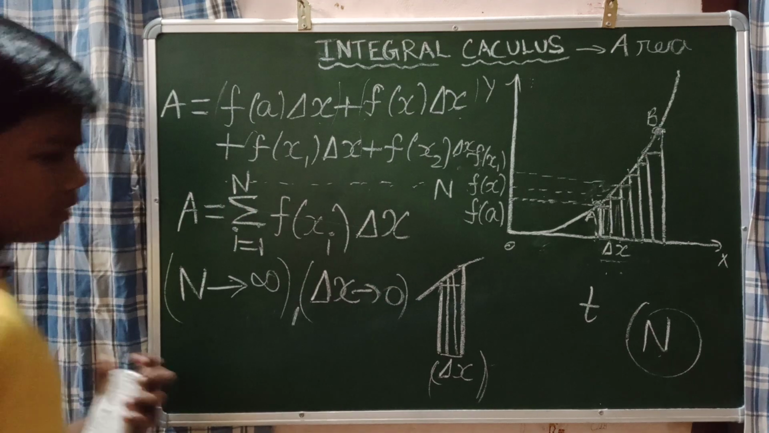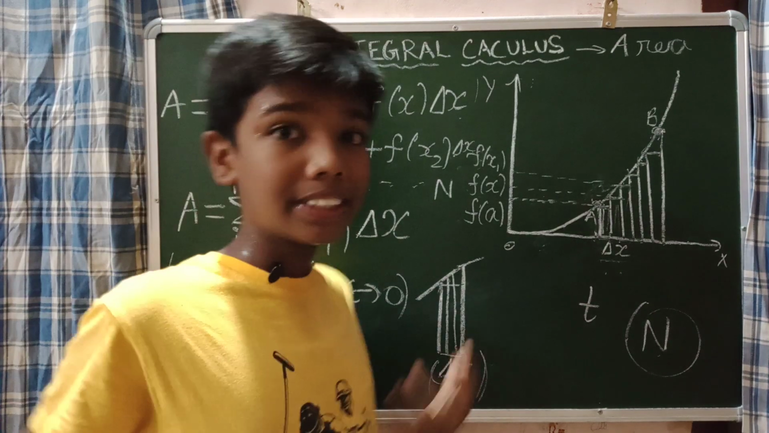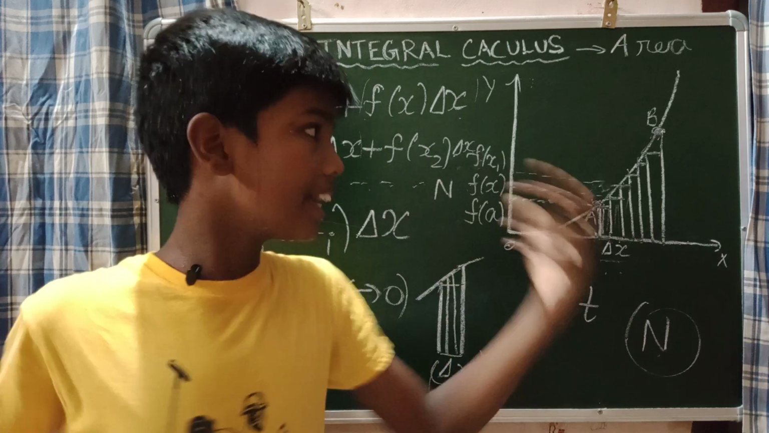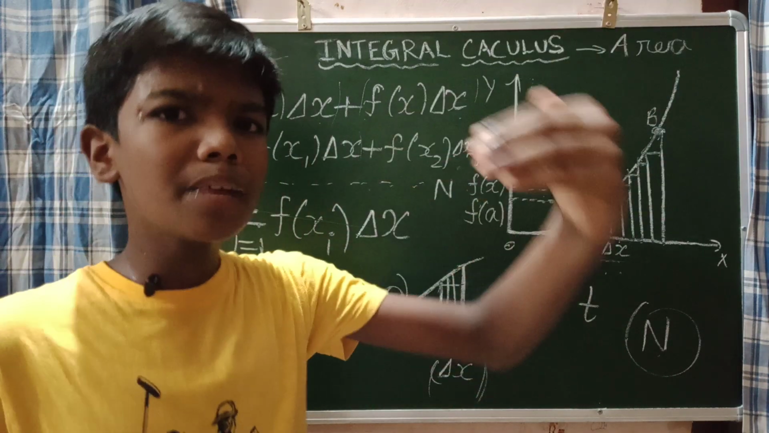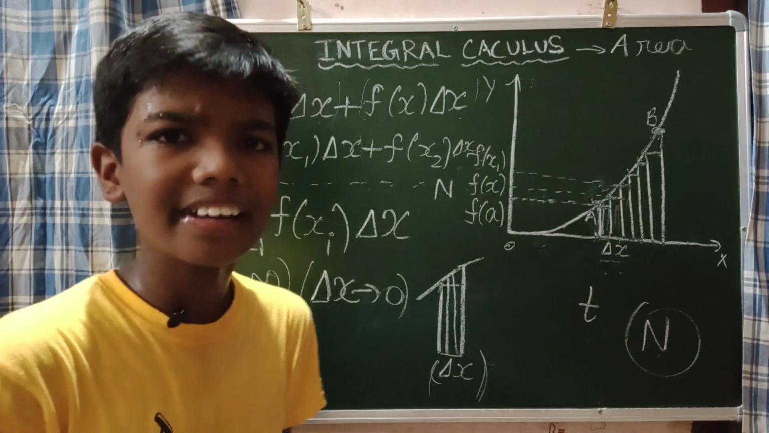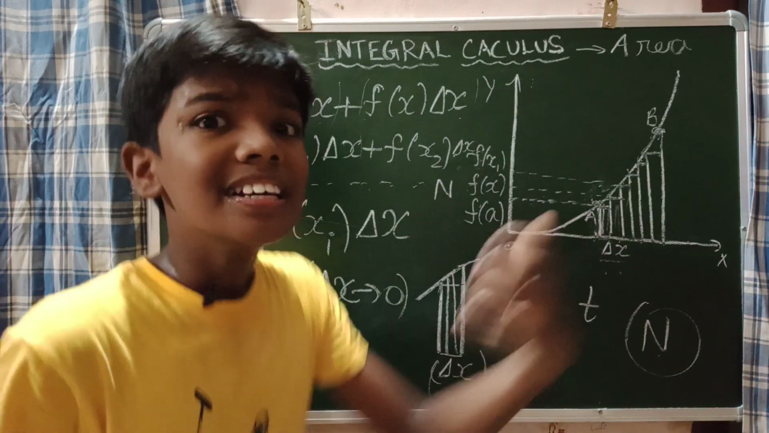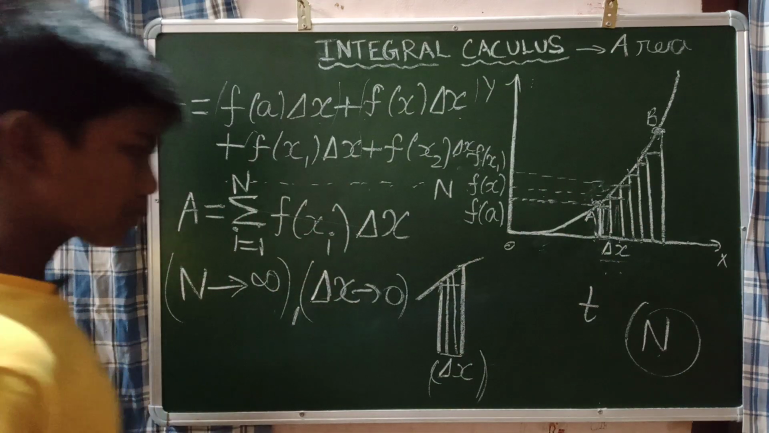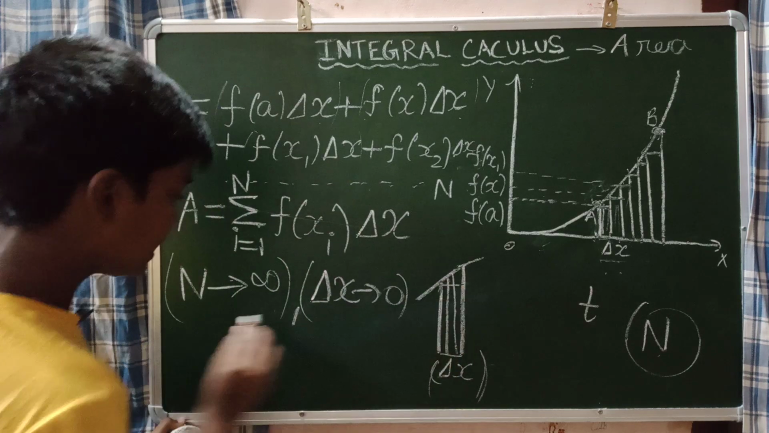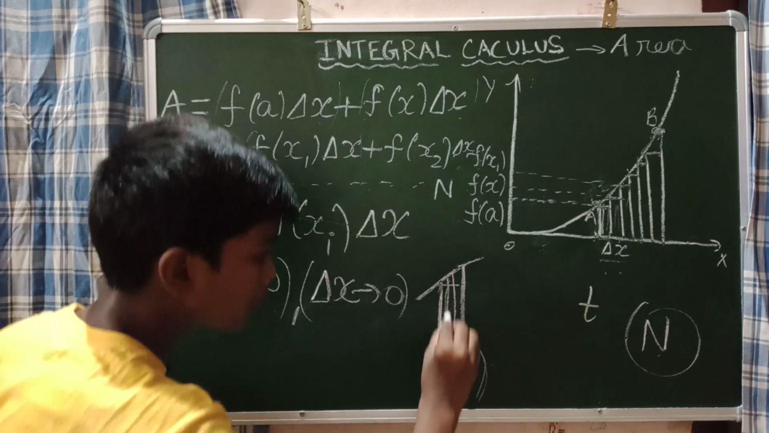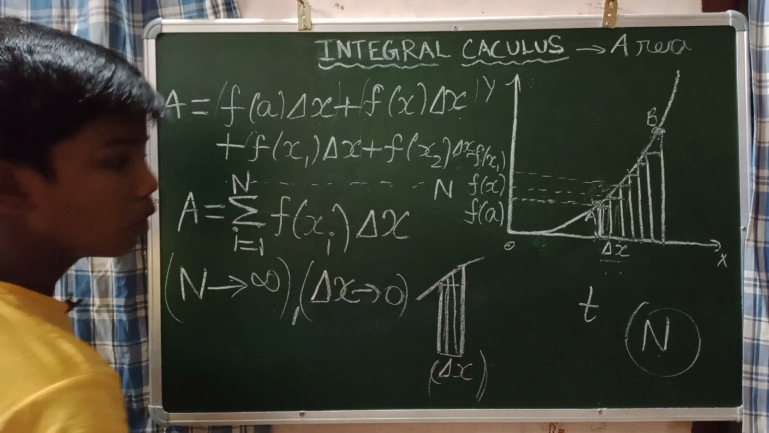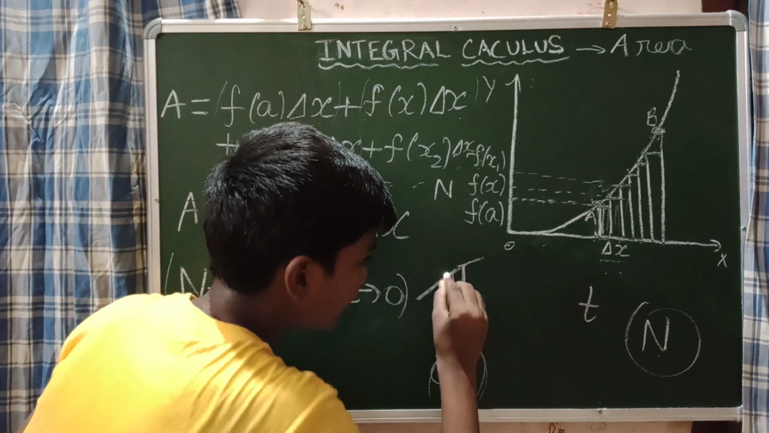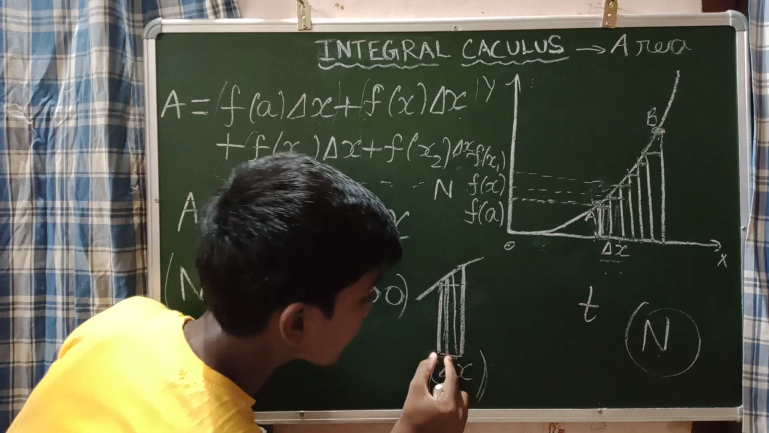Many people find it somewhat difficult to understand. Basically, when I started to read, I also felt it difficult. But when you watch the video step by step again and again, and read the book again and again, then only you will be able to understand. That means when n tends to infinity, when you increase the number of steps, it will be increasing. And this total length is delta x. It becomes like this, it is becoming small now.